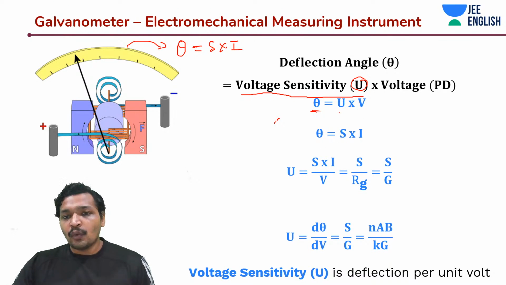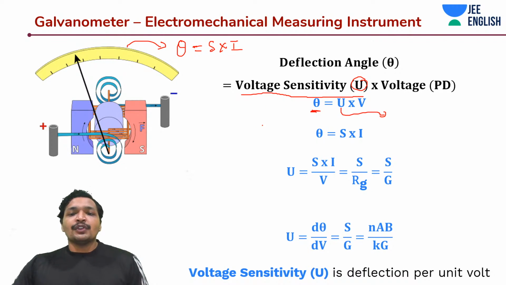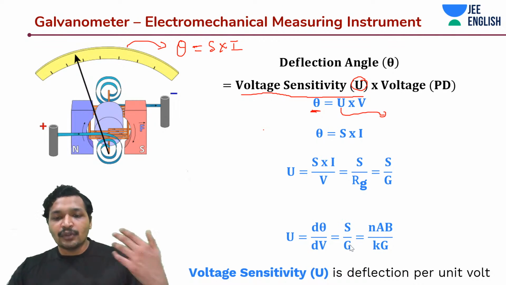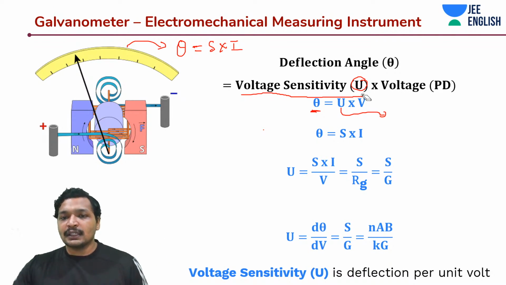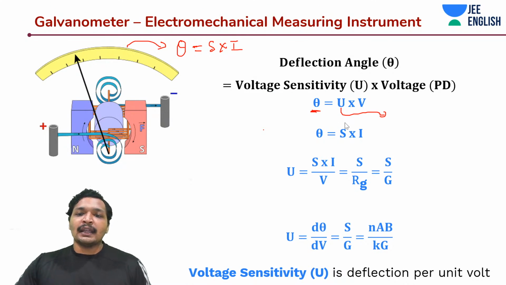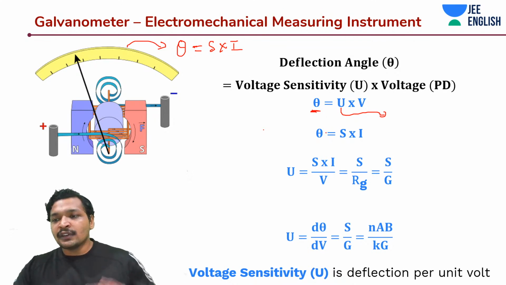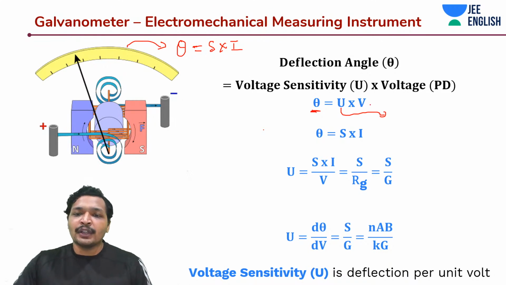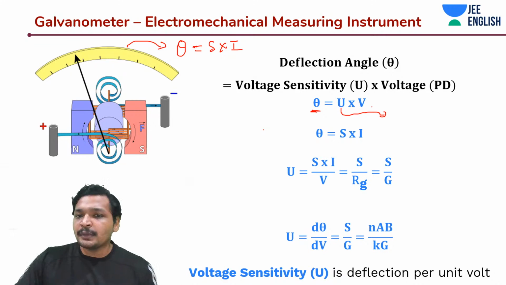Okay, this is voltage sensitivity. Same thing is written over here. So U is voltage sensitivity. Now I can also say that deflection is nothing but just calibrating things. Same thing can be calibrated, right? Instead of a current, I can also make use of voltage sensitivity to calibrate the amount of voltage across a terminal or something.